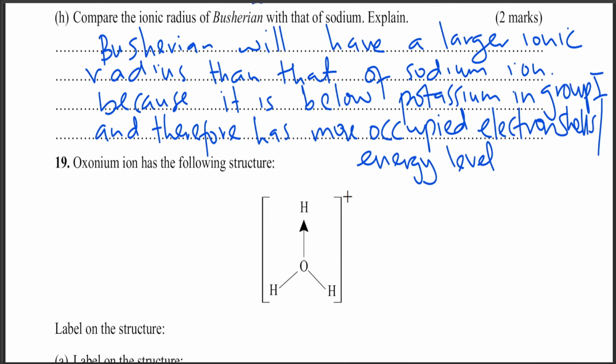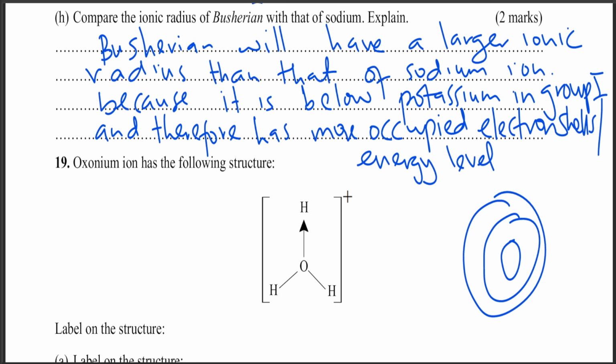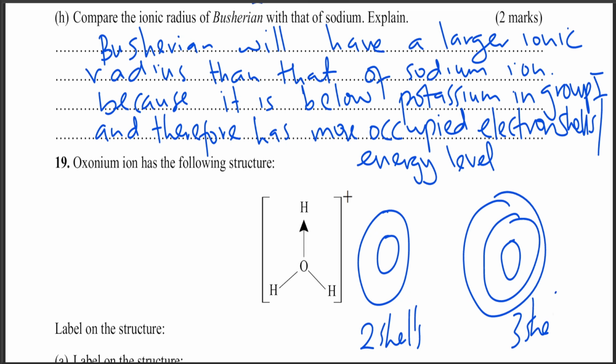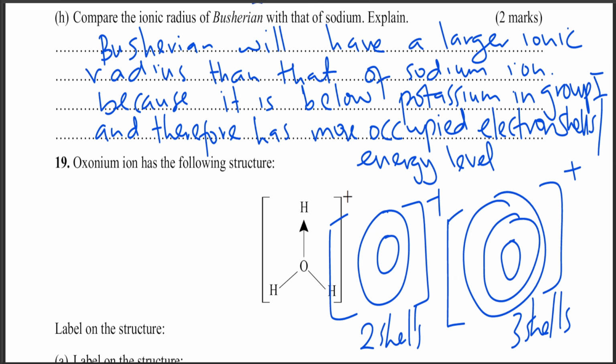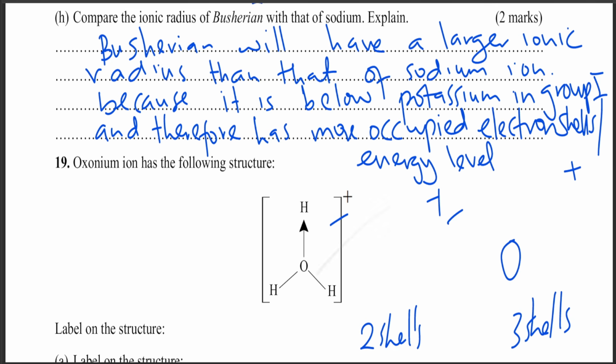So as we have said, Busherian will remain with 3 energy levels as an ion. Now sodium as an ion will remain with only 2 shells. So just imagine 2 shells versus 3 shells, which one will have a higher radius? Obviously the one with 3 shells. So that is your answer.